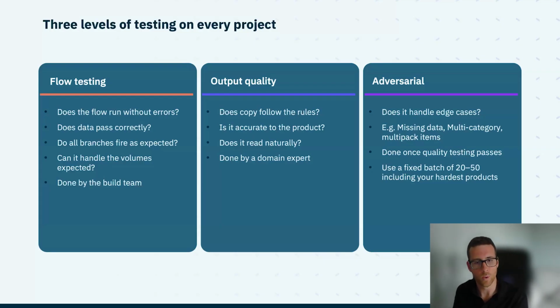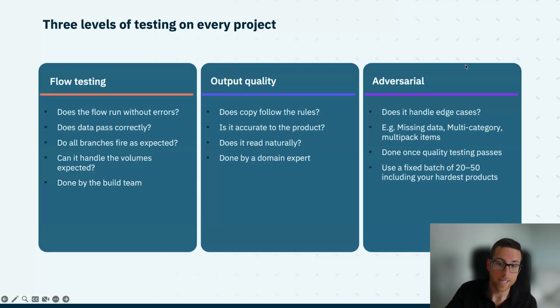You then have your output quality testing, which is like, is the AI generating the copy following the rules and the guidelines that I've given it? Does it read how I want my customers to read my product descriptions? That type of testing we'd recommend is done by, in this case, your product copy experts. They know how copy should be written for your product descriptions.